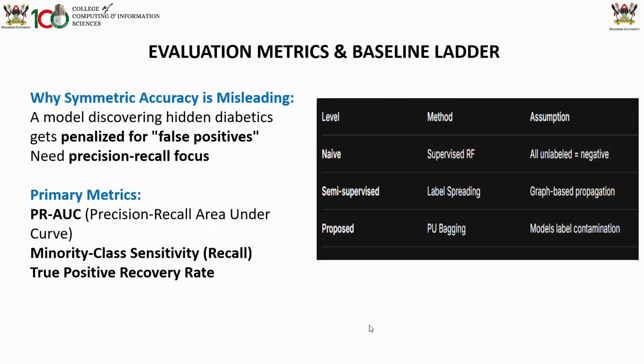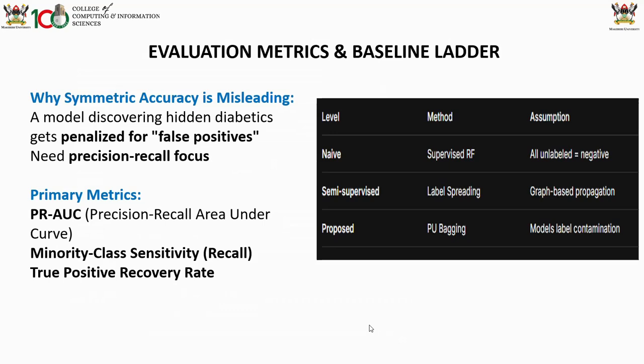Then now let's look at the evaluation metrics and baseline later. So why is symmetric accuracy misleading? We find that a model discovering hidden diabetes gets penalized for false positives. In this case, what do we do? There's a need for precision-recall focus. And then the primary metric, in this case, is PR-AUC, precision-recall area under curve. And then minority class sensitivity, recall, that is true positive recovery rate.